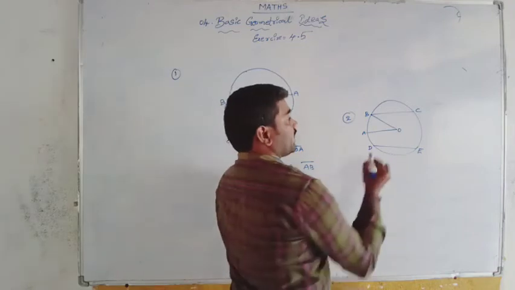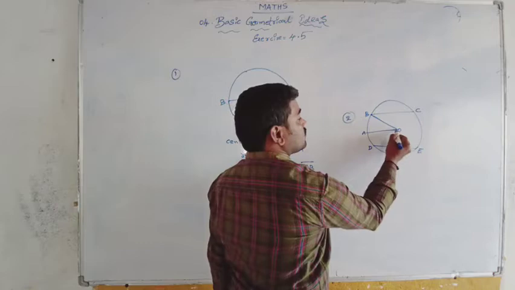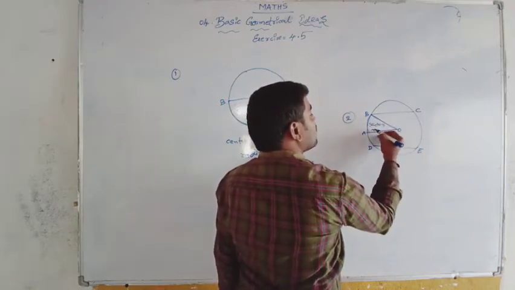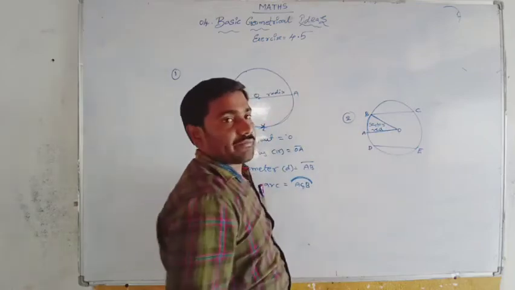A sector with red color. Where is the sector? Here is the sector. See, two radii and an arc. So this is a sector. We have to shade it with a red color.